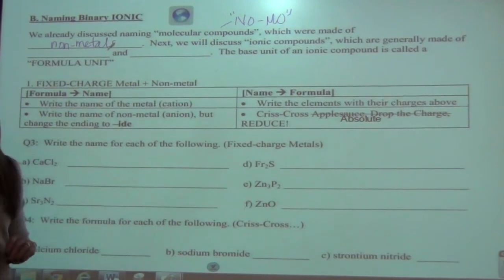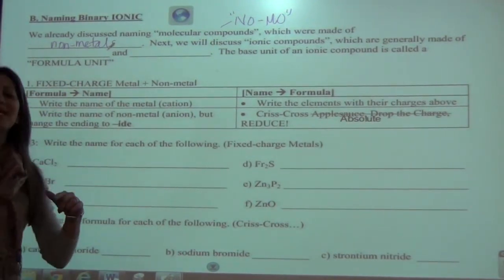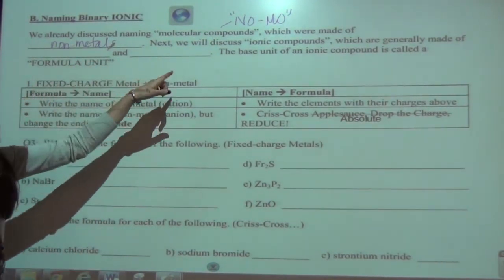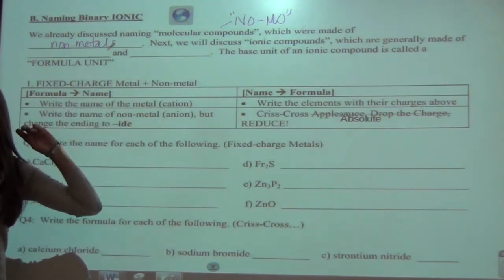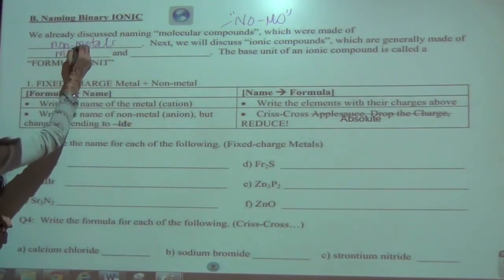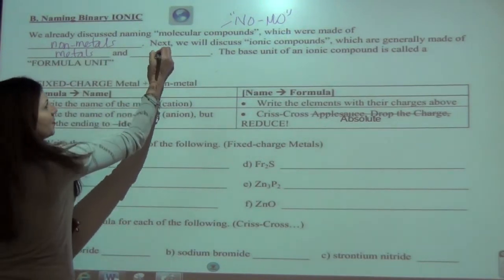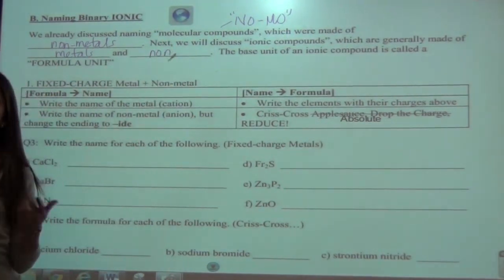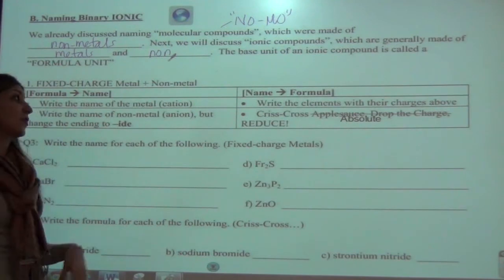And next, we're going to discuss ionic compounds. And ionic compounds are generally made of what two types of elements? Metals and non-metals. But metals get written first. And the reason why is because metals will end up having a positive charge and the non-metals are negative. So you're always going to write positive before negative.